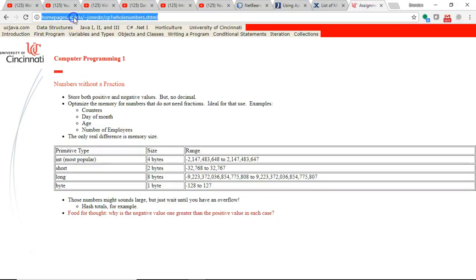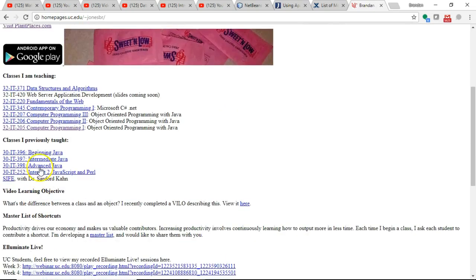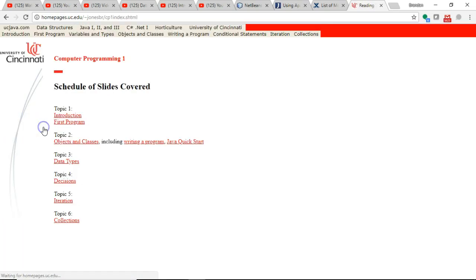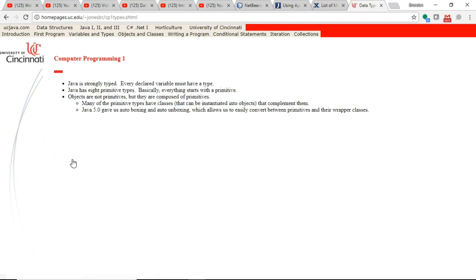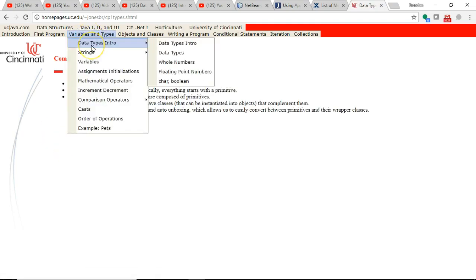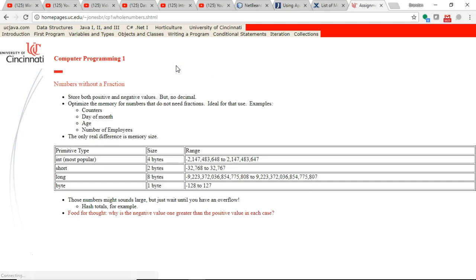I'm on my UC homepage, ucjava.com, and from there I'm going to go to 32IT205, which incidentally was one of the first computer programming 1 courses I taught. It's no longer offered under that name, but nonetheless. Topic 3 is data types, or we can simply go up to the very top here. Variables and type, data type intros, and then we're going to go to whole numbers.